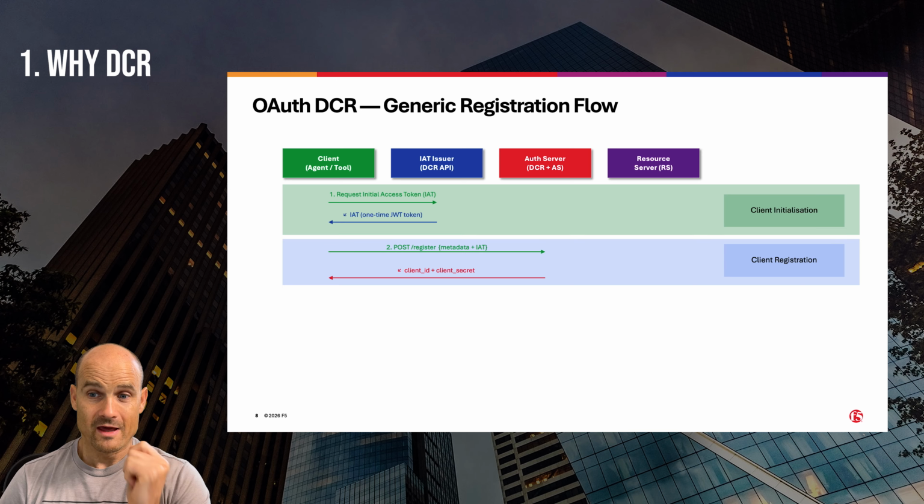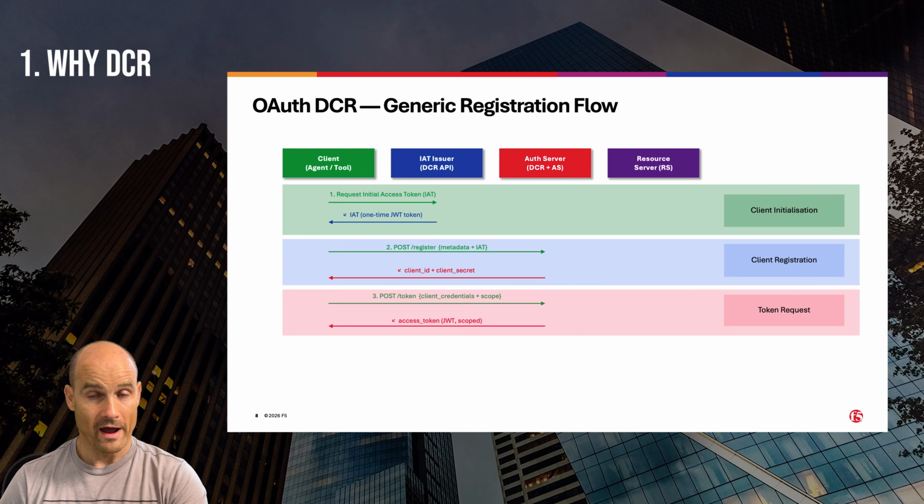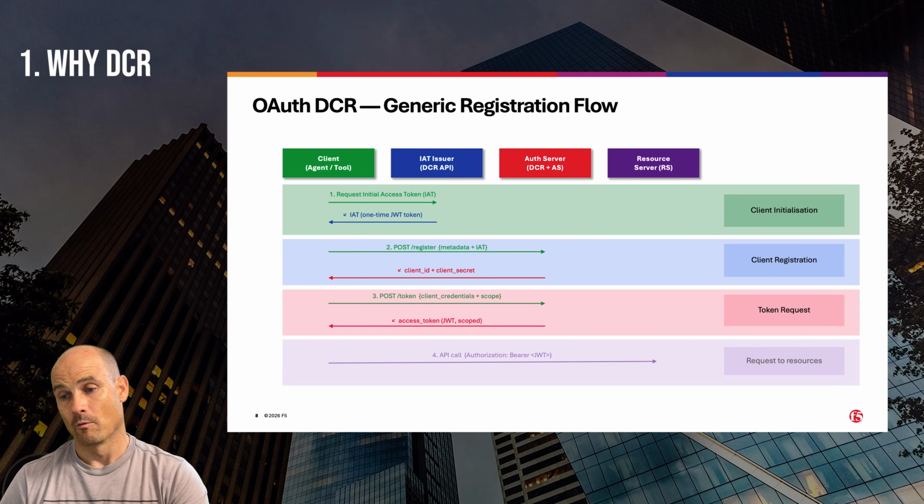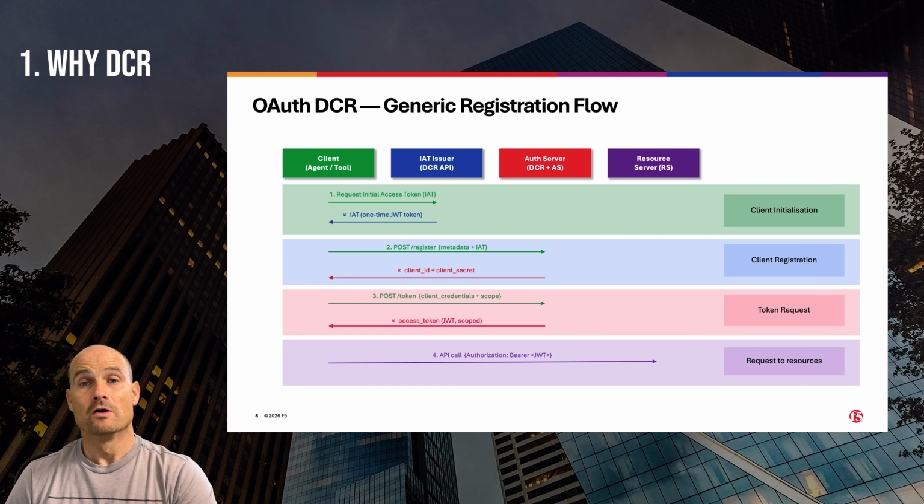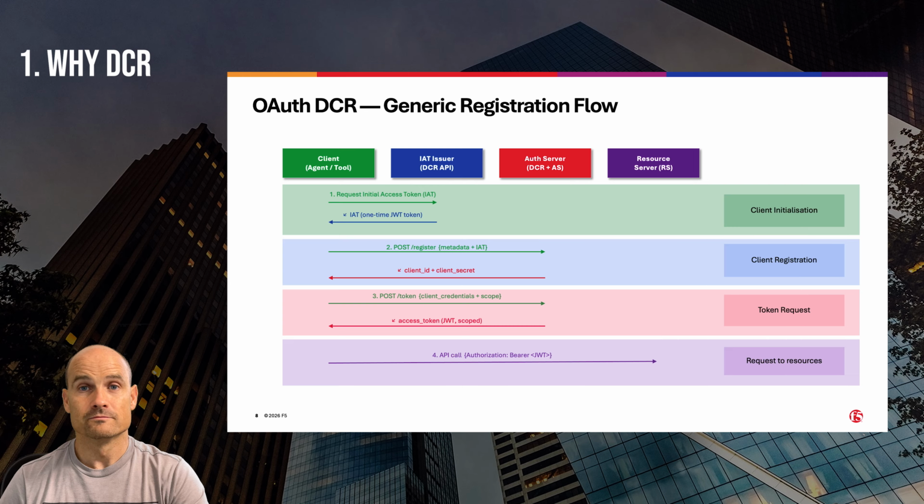Then, when it has this IAT, it can register. It can register against the DCR and ask for a client ID and a client secret. So now it is a real OAuth client because it has a client ID and a client secret. And it can now ask for an access token, and with the access token, it can send requests to the resource server. Could be a BIG-IP, an Nginx, a Kong, whatever. It's an API gateway, and it will validate the token.